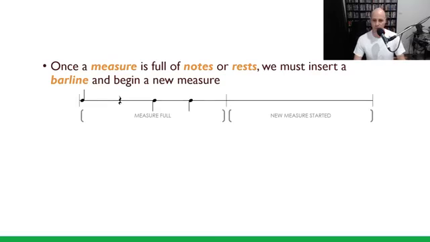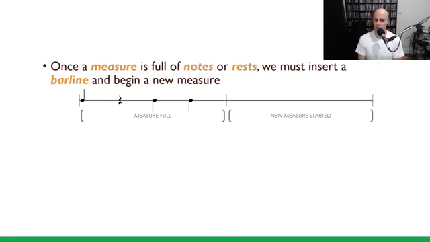All right, so we've talked enough about the Lego blocks example, so we're going to start using the jargon itself. We're going to start using musical jargon a little bit more now. So once a measure is full of notes or rests, because remember, you can either play or choose to not play, so once our measure is full of quarter notes or quarter note rests, we must insert one of those bar lines and begin a new measure or a bar.